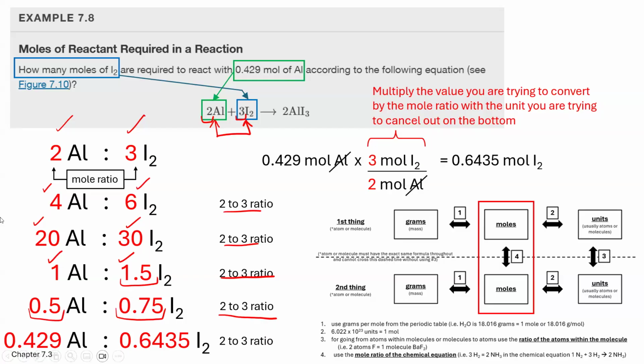And here is where we're actually doing the problem. We're going to do 0.429 aluminum to 0.6435 iodine, and that's still a 2 to 3 ratio. How the problem works is just like before: we write what we're trying to convert or analyze. They're saying we have 0.429 moles of aluminum.